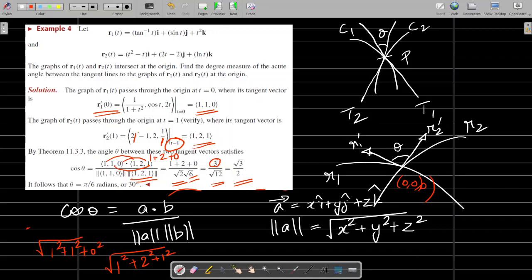So this is how you find the angle at the point of intersection between two vector valued functions, or between the graphs of two vector valued functions.